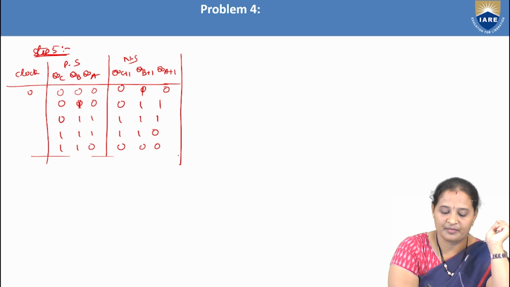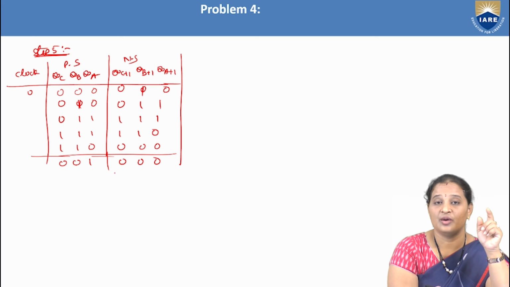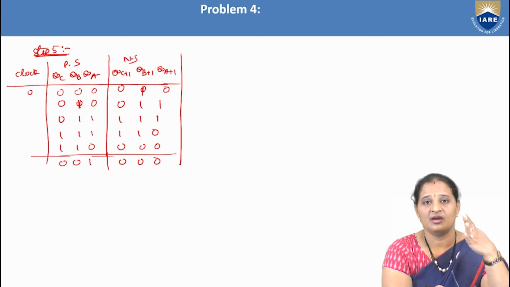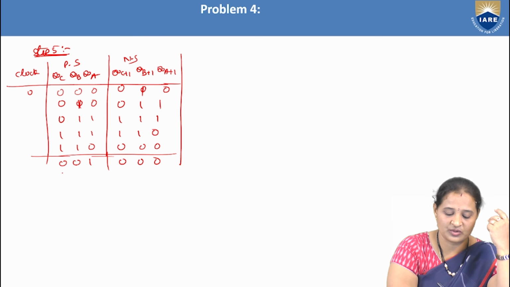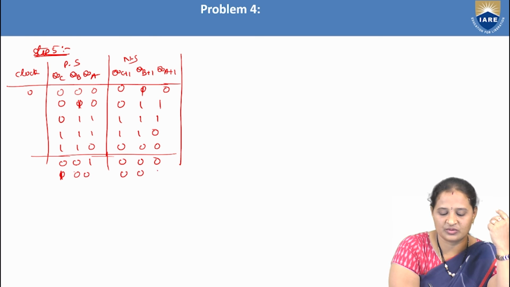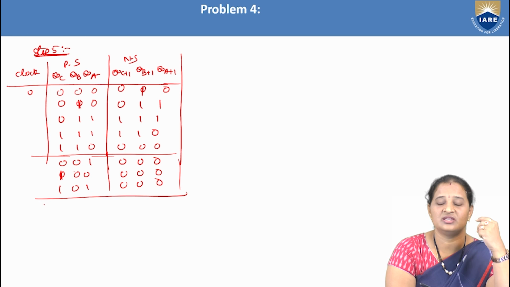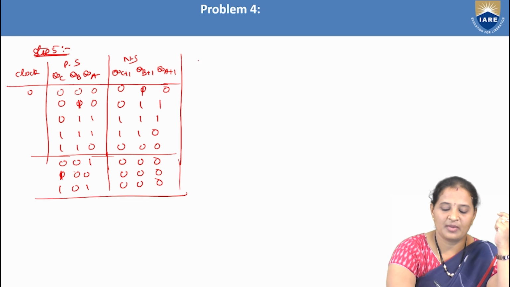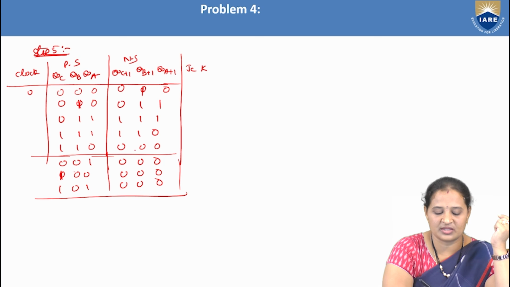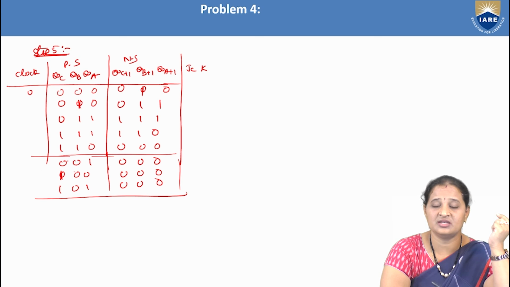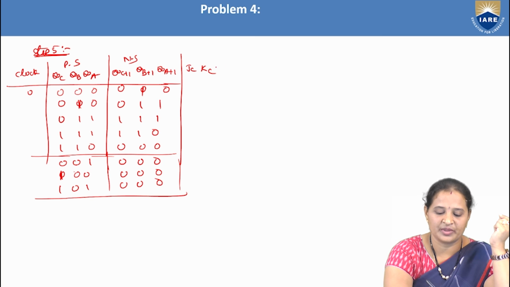When we have present state as 0, 0, 1, the next state is 0, 0, 0. Because if any unused states are there, for the clock pulse applied, it has to go back to 0, 0, 0 state. So 1, 0, 0, again it has to go back to 0, 0, 0. 1, 0, 1, again it has to go back. If it is not mentioned like this, we need to consider these as don't cares. But as it is mentioned here, we have to consider that if any of these unused states occurs for the clock pulse applied, it has to go back to initial state 0, 0, 0.